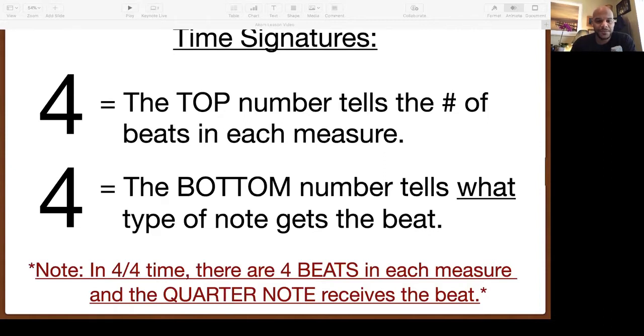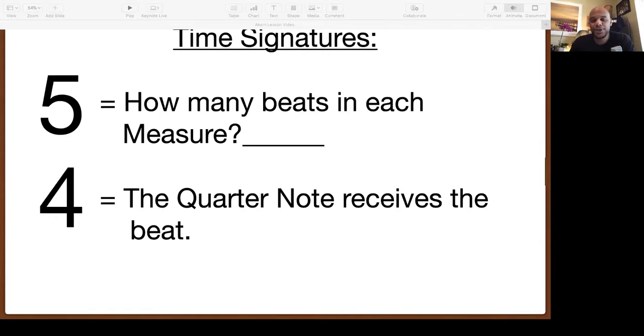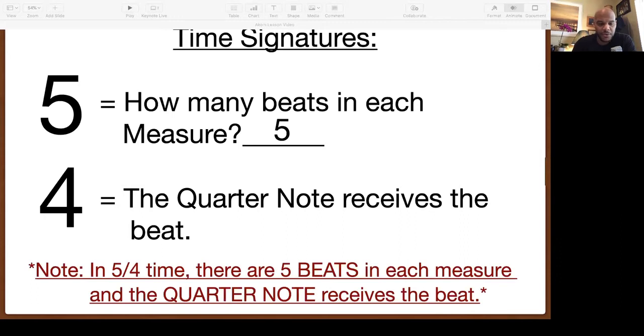Let's do some practice. All right. So we have a time signature that we would call 5/4 time, not 5/4 times. We are playing in 5/4 time. My question to you is, in 5/4 time, how many beats will there be in each measure? Remember, what does the top number tell us? The top number tells us how many beats there are in each measure. So in 5/4 time, we're going to have 5 beats in the measure. And since we have a 4 at the bottom, the quarter note receives the beat. So read this statement below on your own.